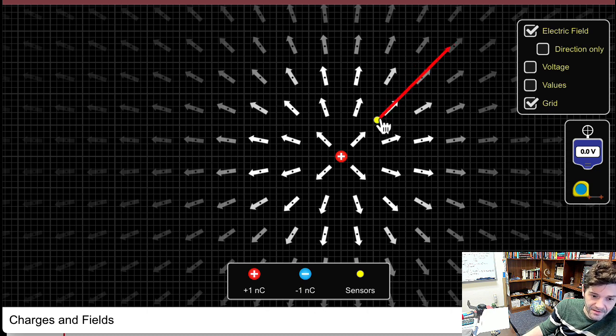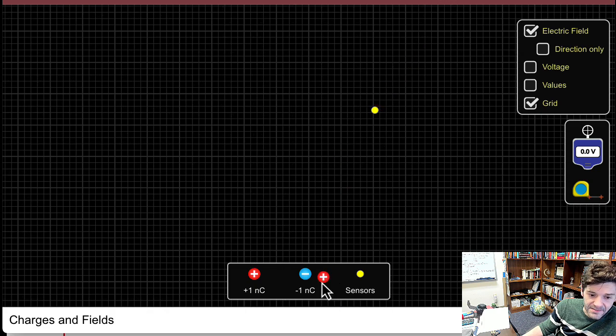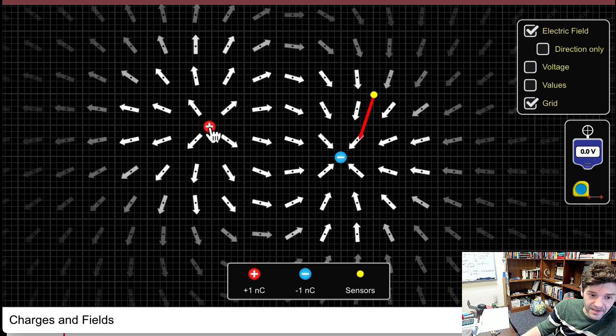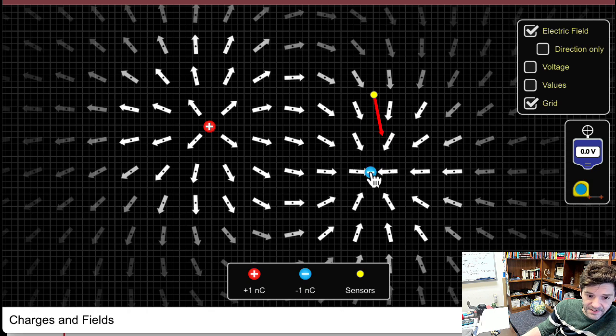So again, if this yellow dot were positive, I would feel it being repelled. I replace this with, say, a negative charge. Again, if the convention is that your test charge is a tiny little piece of positive charge, you would feel it being attracted towards this negative charge. So the electric field points towards negative charges and away from positive charges. Here's an example.